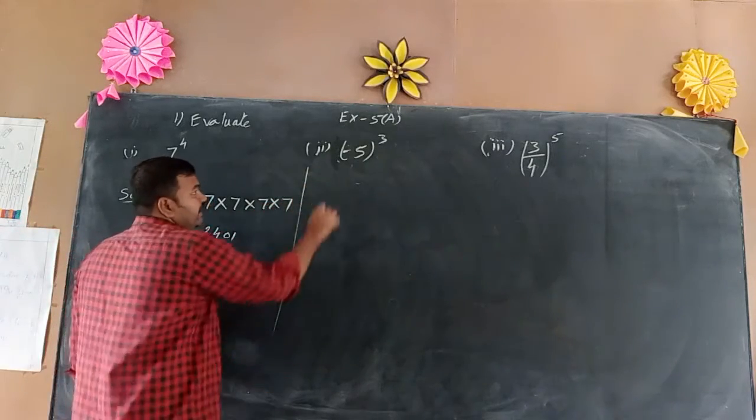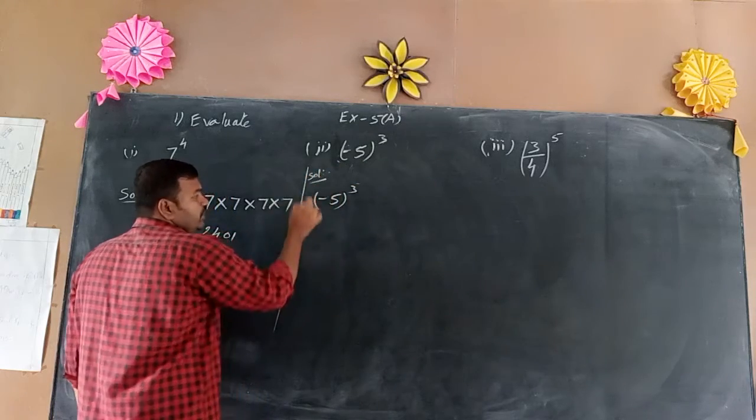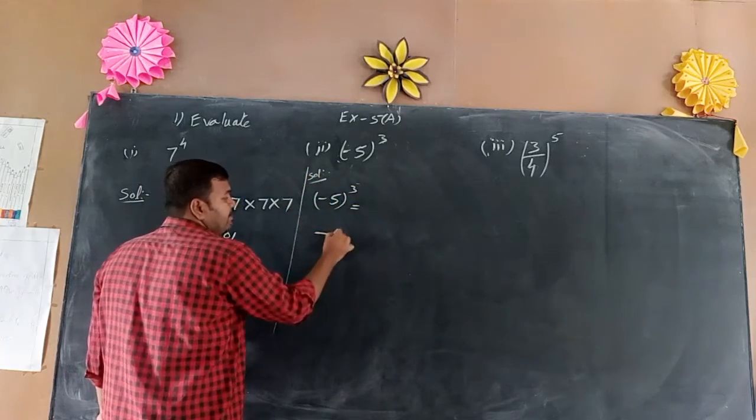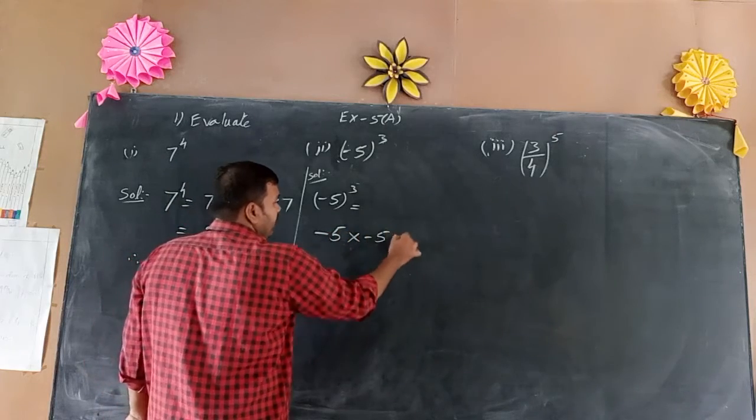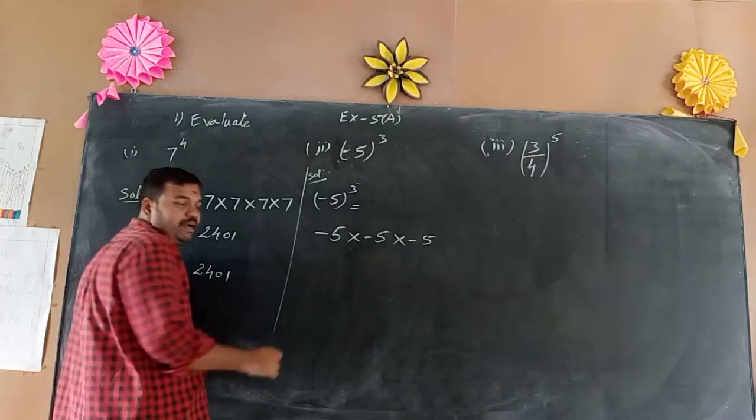Take the next sum: minus 5 whole to the power of 3. Solution for the sum: this minus 5 we have to repeat 3 times. Minus 5 into minus 5 into minus 5. The minus is also inside, so we have to repeat that one 3 times, and minus also.